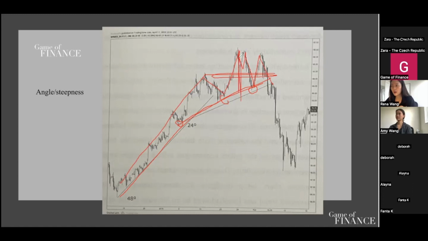It would be an evening star that opens and closes at a similar price point. Now, this usually indicates a price reversal.